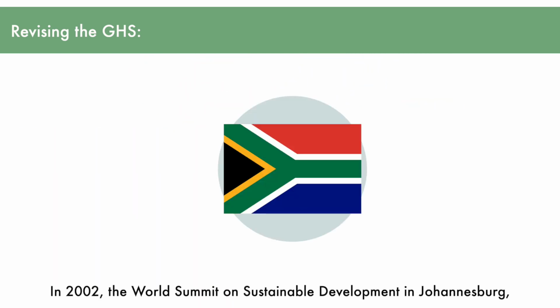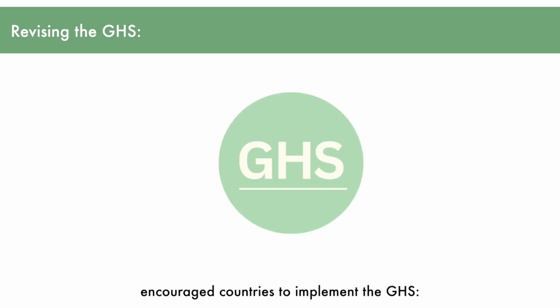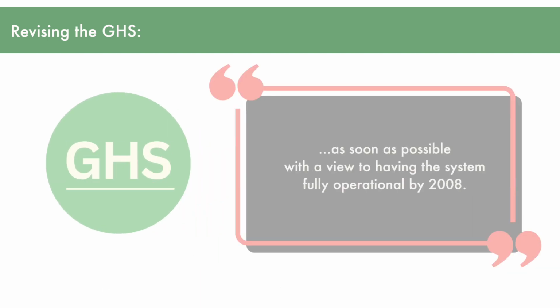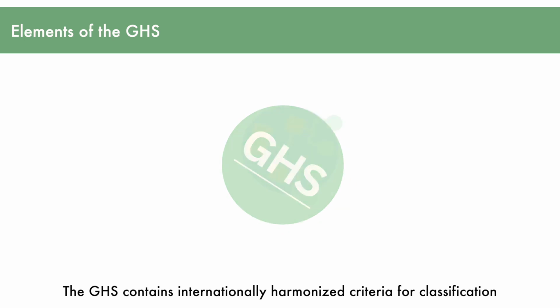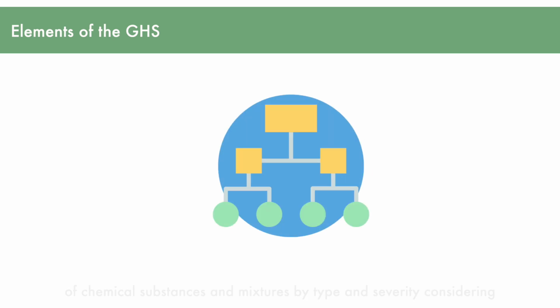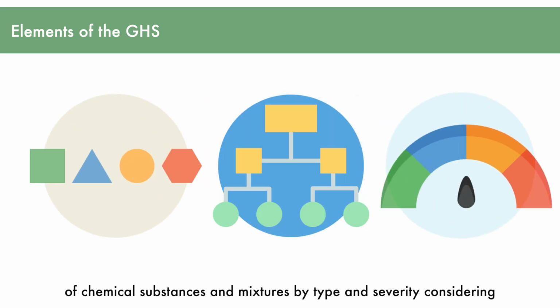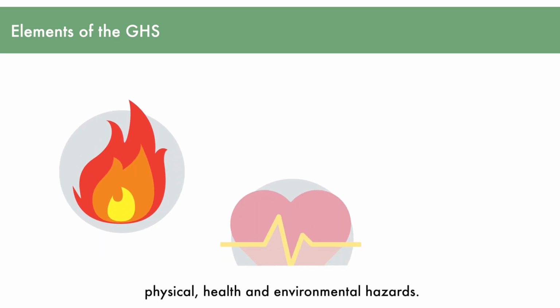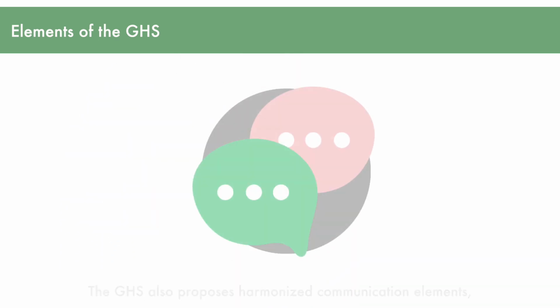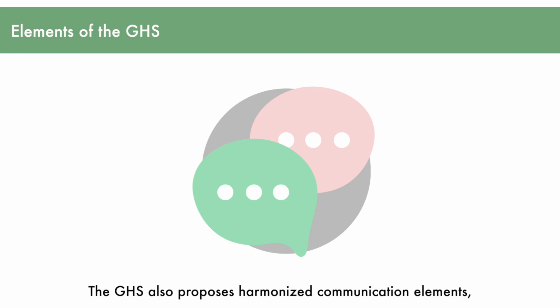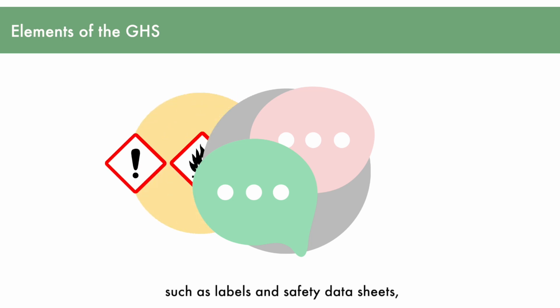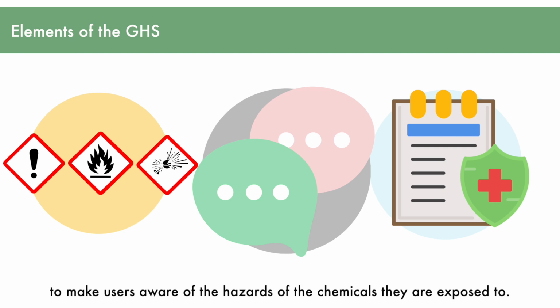In 2002, the World Summit on Sustainable Development in Johannesburg encouraged countries to implement the GHS as soon as possible, with a view to having the system fully operational by 2008. The GHS contains internationally harmonized criteria for classification of chemical substances and mixtures by type and severity, considering physical, health, and environmental hazards. The GHS also proposes harmonized communication elements, such as labels and safety data sheets, to make users aware of the hazards of the chemicals they are exposed to.